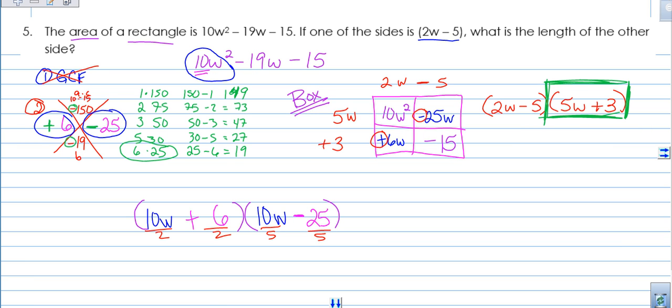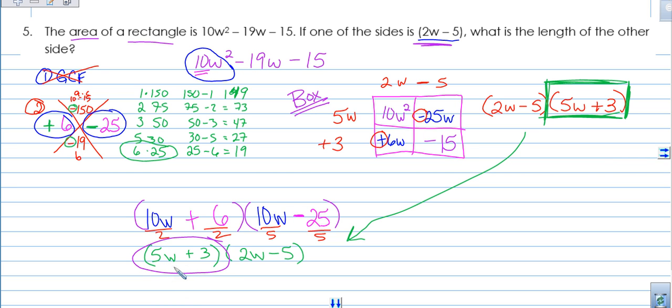And so now, when you take these, you do 10 divided by 2, you get 5 and a W. And 6 divided by 2 is positive 3. And then 10 divided by 5 is a 2, and the W comes down, and negative 25 divided by 5 is negative 5. So see how you end up with the same factors as you did over here, and the one that's different from the 2W minus 5 is the 5W plus 3. So either way you get the right answer. Some people like the box, some people like the parentheses way. Either way they're the same, and you get the same answer.